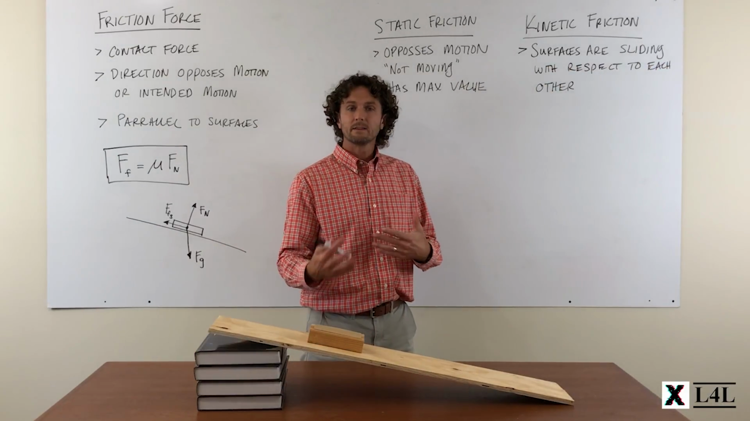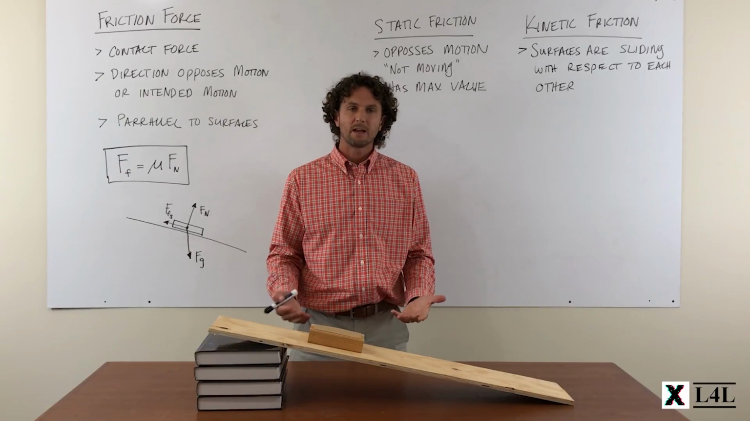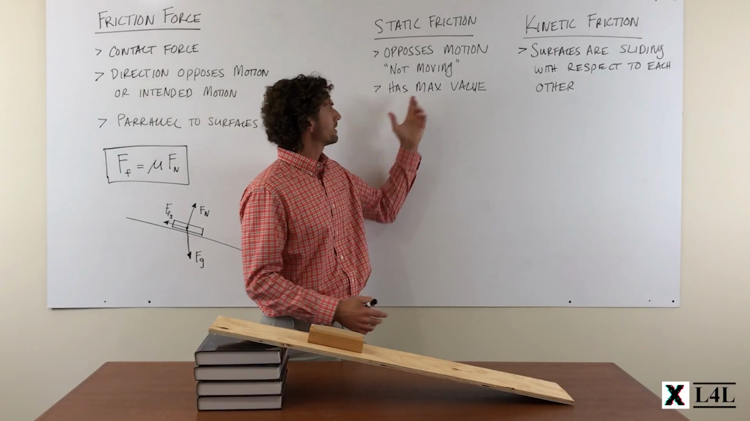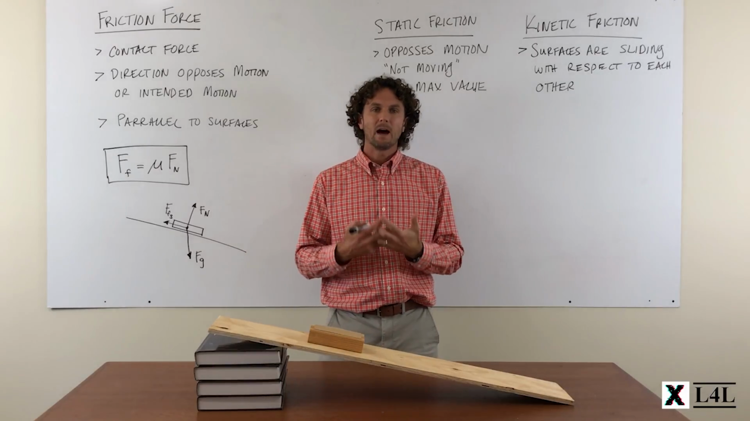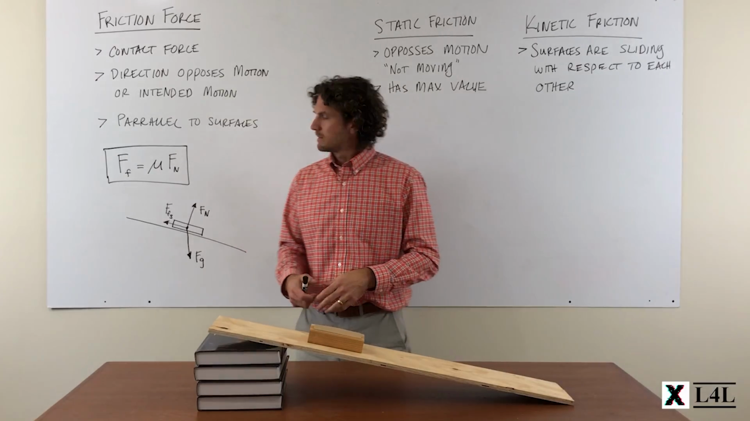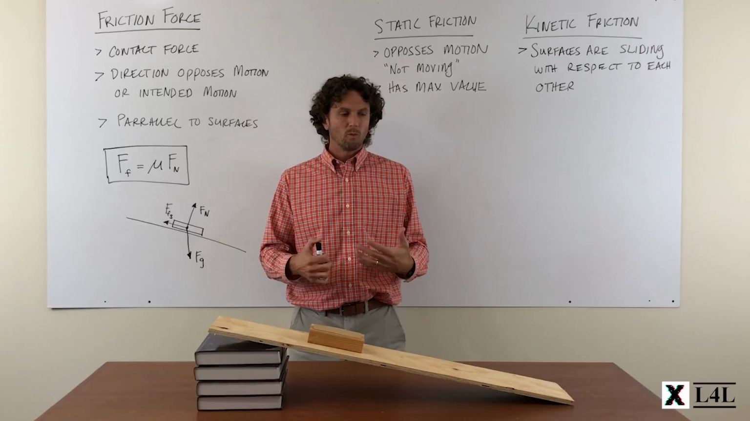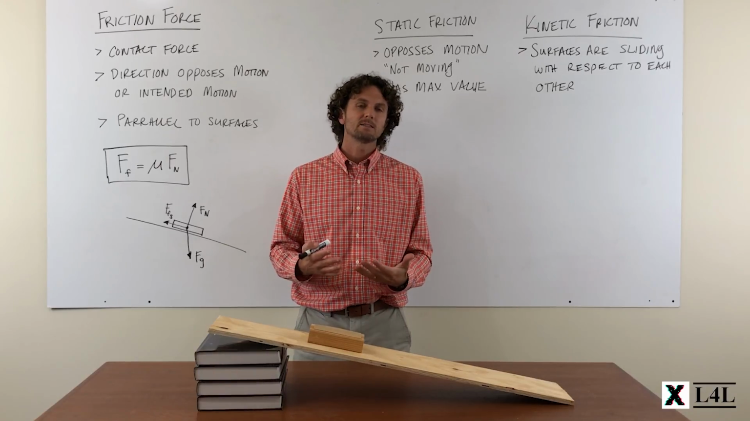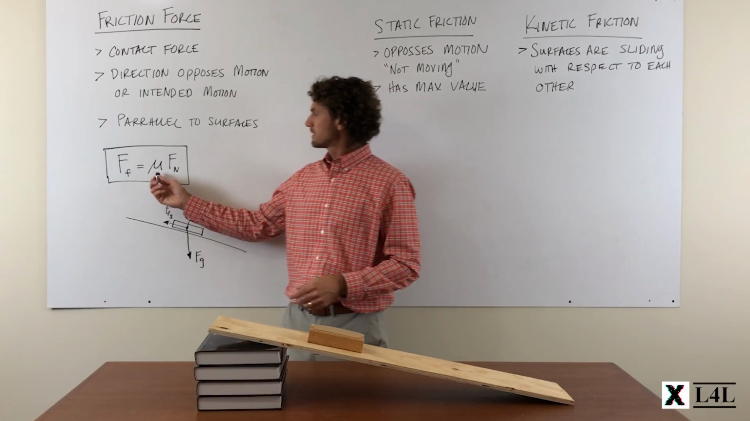Okay, so again, kinetic friction is when the objects are sliding with each other. Static friction, again, is when they are in contact with each other but not moving at all. And it really comes down to the surfaces that are in contact with each other. Let's get into this coefficient of friction.